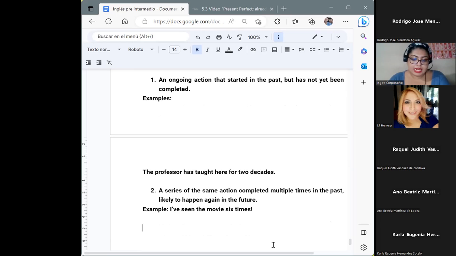Number three, an action that was completed very recently, often used with just or now. This is actions that are completed very recently in this time.